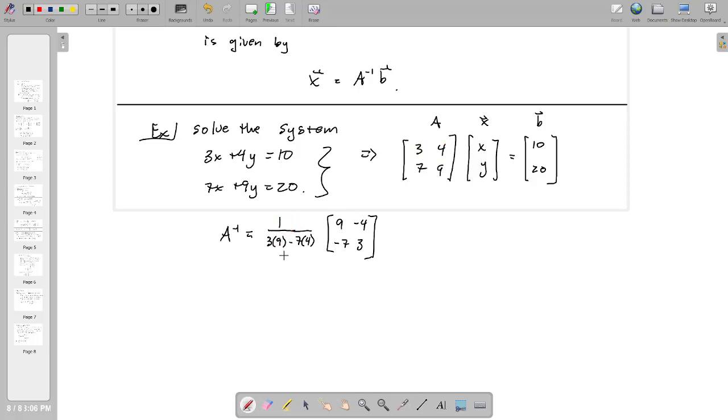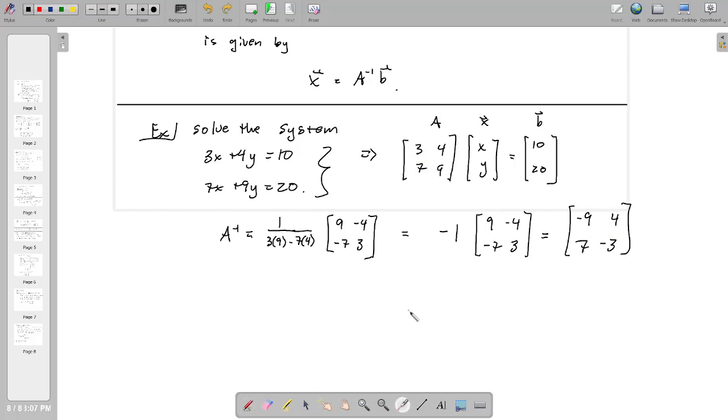3 times 9 is 27, minus 7 times 4, which is 28, gives us a negative 1. Times 9, negative 4, negative 7, 3. And if we just negate everything, we end up with negative 9, 4, 7, negative 3 as our inverse. So this is our inverse to the coefficient matrix A.